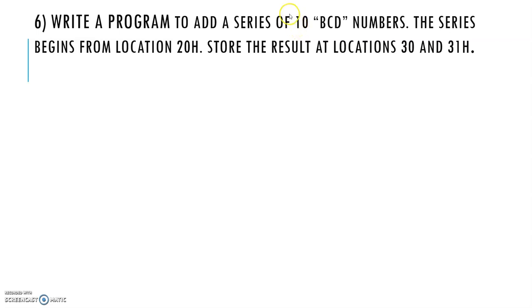The addition should be done in a loop. So you need to initialize the count in some register. The count 10 should be placed in some register, that is, again, the R1 register. And you need a register to store the initial source address.